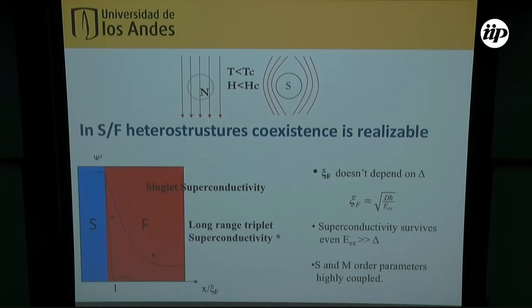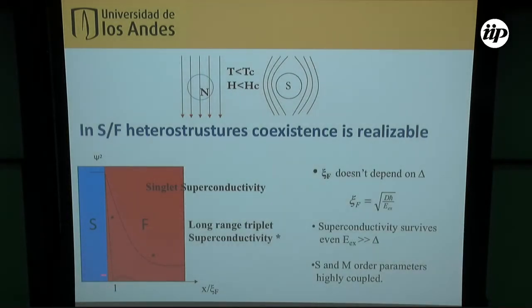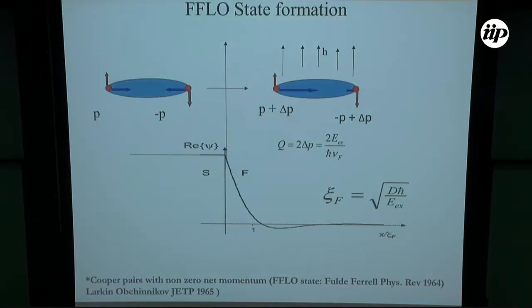One last thing, remember that the superconductor ferromagnetic coherence length, the depth of penetration of Cooper pairs, is so small because the exchange field tends to break Cooper pairs, okay? However, superconductivity survives even for situations where the exchange field is much greater than the energy gap of the superconductor. Let's see how that is possible. This is just a brief introduction to this FFLO state.